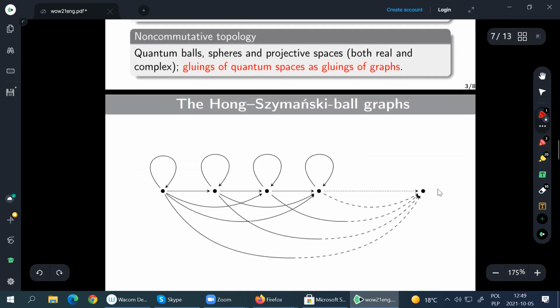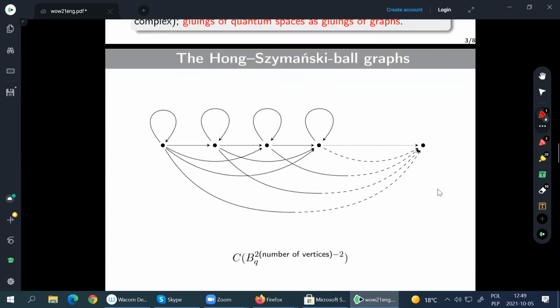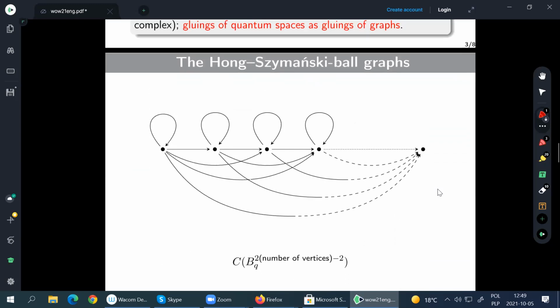Okay, now let's have some examples. So these are the Hong-Szymański quantum balls. Yeah, I know I didn't show you the definition of a graph yet. I will do it in a second, just for the sake of notation. But if I can do a definition by example, here's a graph. So you have a set of vertices and you have a set of edges, oriented edges, arrows. So the arrows have a beginning and an end.